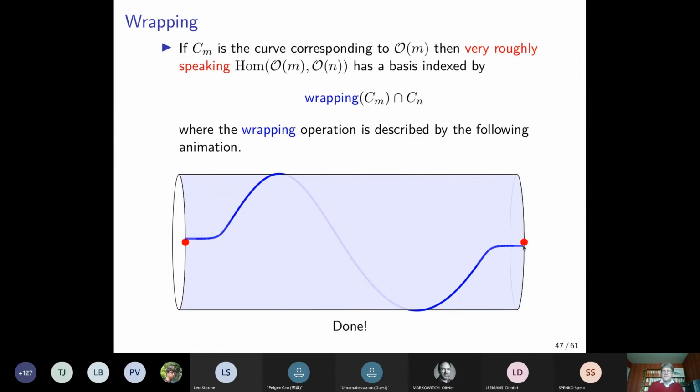And the wrapping should end when the curve is actually infinitesimally close to the stops. But of course, I cannot draw this, so it's close to the stops, but not right. Well, not infinitesimally close. And yeah, now we see the role of the stops. They stop the wrapping. If there was no stop, this would mean I could keep on wrapping forever.